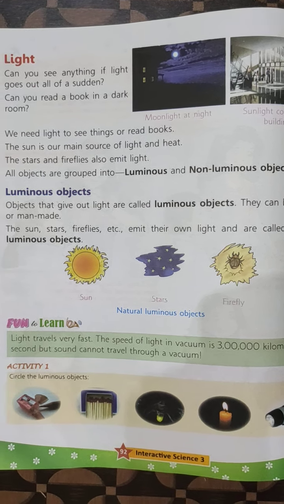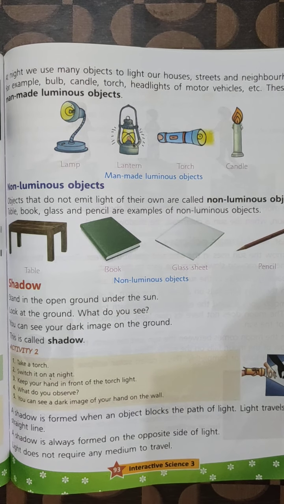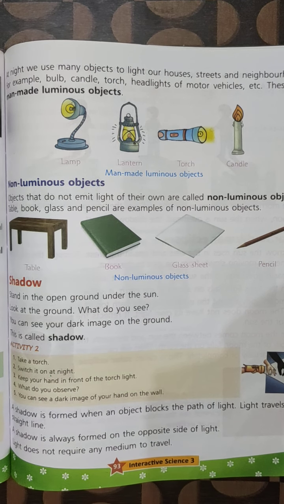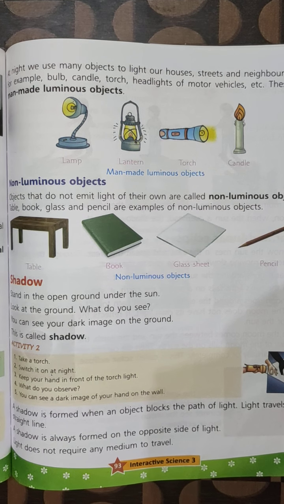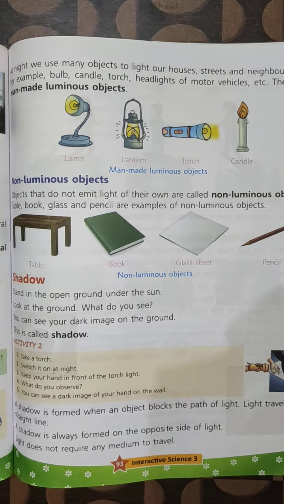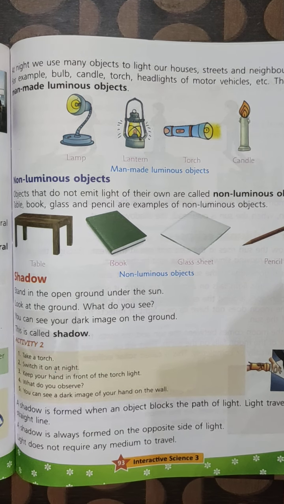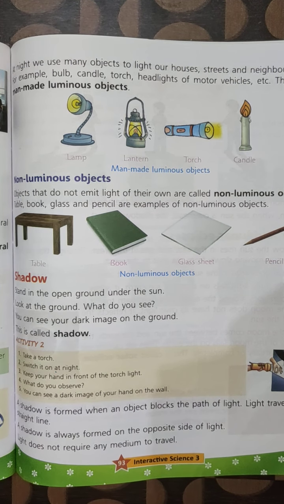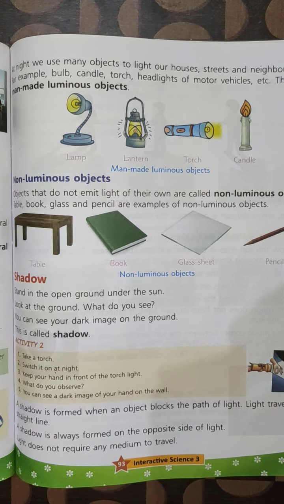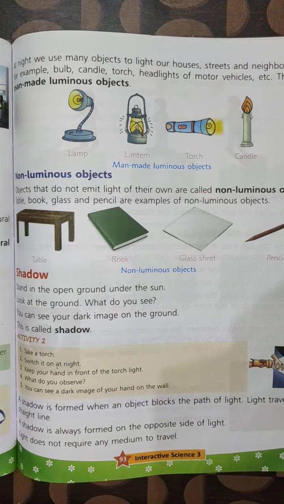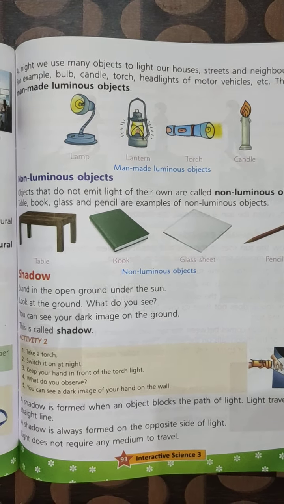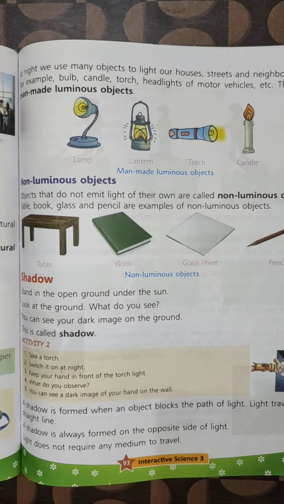Now at night we use many objects to light our houses, streets and neighborhood. For example, bulb, candles, torch, headlights of motor vehicles, etc. These are called man-made luminous objects. Now non-luminous objects means objects that do not emit light of their own are called non-luminous objects. Table, book, glass and pencil are examples of non-luminous objects.